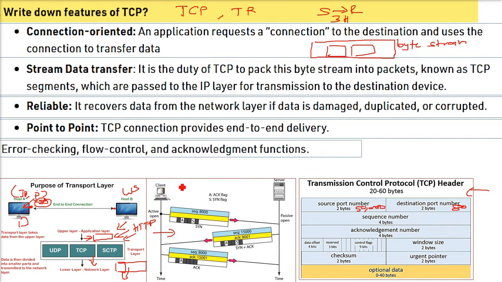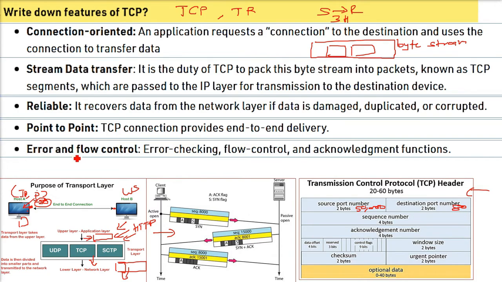Then we have error and flow control. See, for flow control, there are various mechanisms. It uses the sliding window protocol and other protocols. For errors, it uses the checksum. TCP uses a checksum. In TCP, the checksum is mandatory. In UDP, it is not. So the sliding window protocol is normally used by TCP. So this is the sequence number, acknowledgement number.